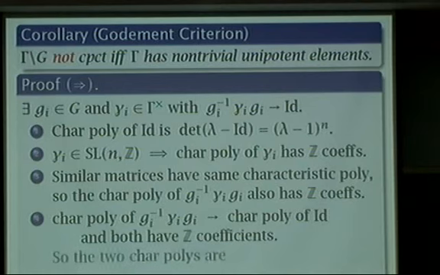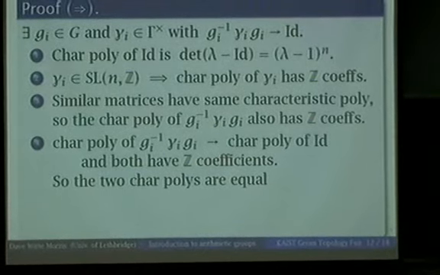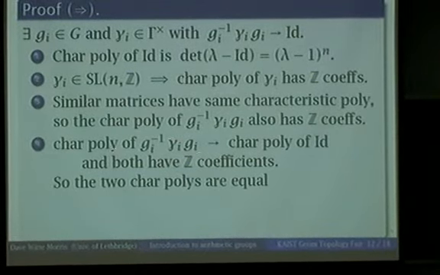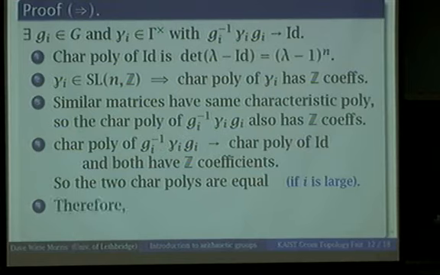They have integer coefficients, so the characteristic polynomials can't just be close. If they're close, they're actually exactly the same. So the characteristic polynomial of this matrix is exactly the same as the characteristic polynomial of the identity matrix if I is large. And we know the characteristic polynomial of the identity matrix, so this thing has the same characteristic polynomial as that.